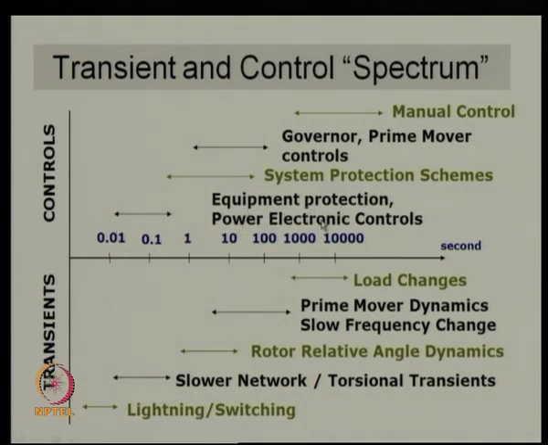Power electronic controls, on the other hand, are also very fast. You are trying to control, for example, a rectifier in a HVDC station, which is also a very fast moving system, and the controls associated with them are also fast. You are trying to control the firing of the electronic valves. So, basically, you find that the control systems there also are fairly fast.